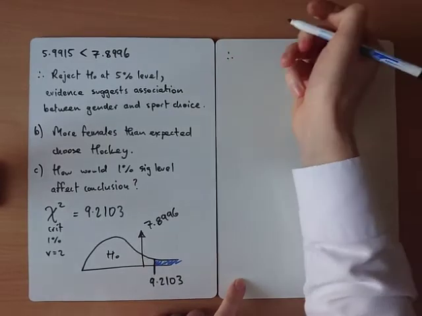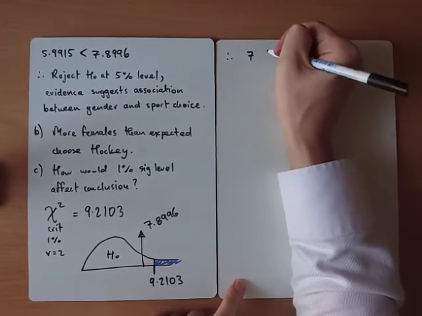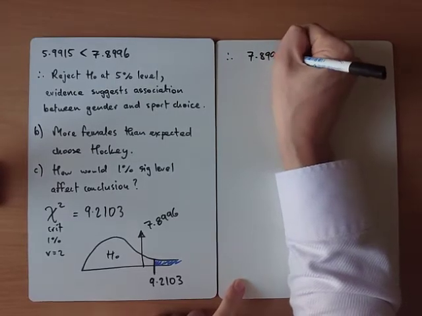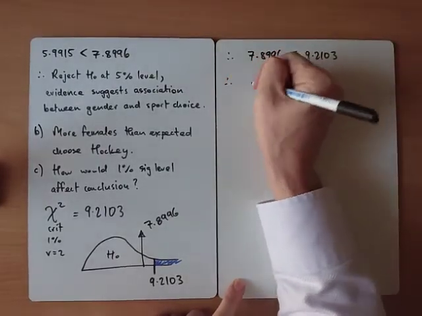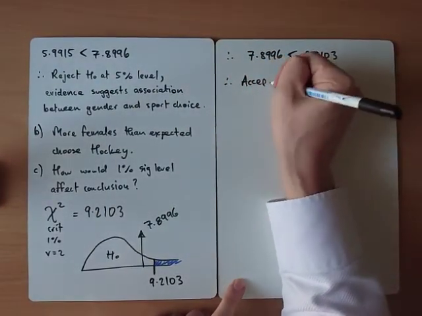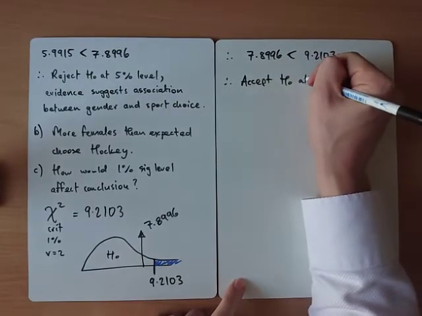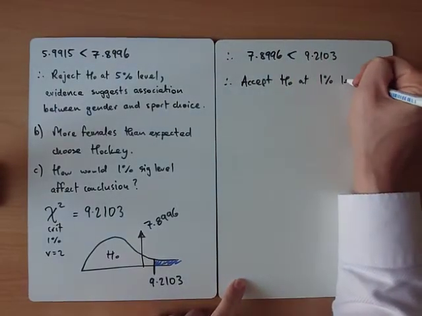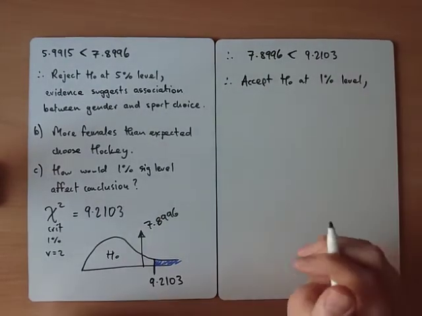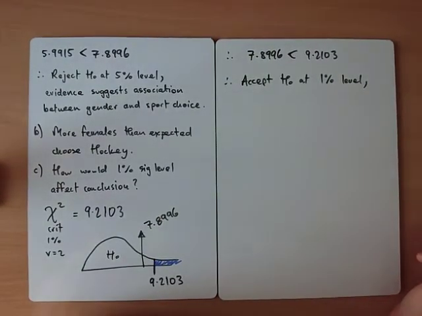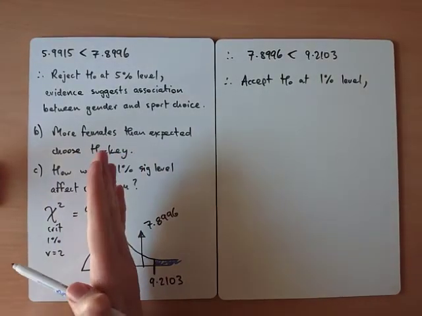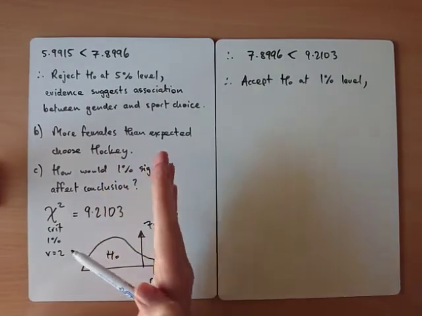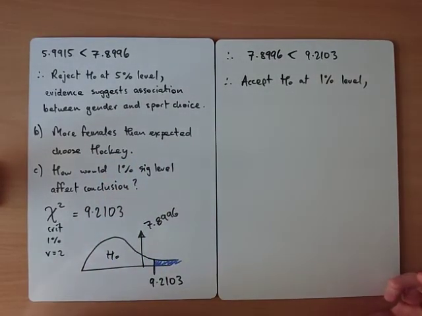So I'd say, first of all, compare the numbers. And we will accept H naught at the 1% level. Don't say that there's no association between the two things. I know H naught says there's no association, but the test stat is all the way over there, it looks to me like there is an association. There's just not enough evidence for us to say that at the 1% level. I can't be 99% sure of my conclusion.